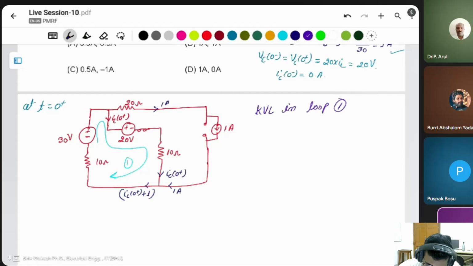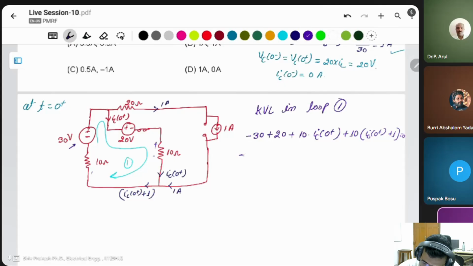Okay, I start from this one, minus of 30 plus 20, plus this current is IC 10 into IC(0+) plus, then after this resistor plus 10, and this current is IC(0+) plus 1, it will be 0 current to the KVL.